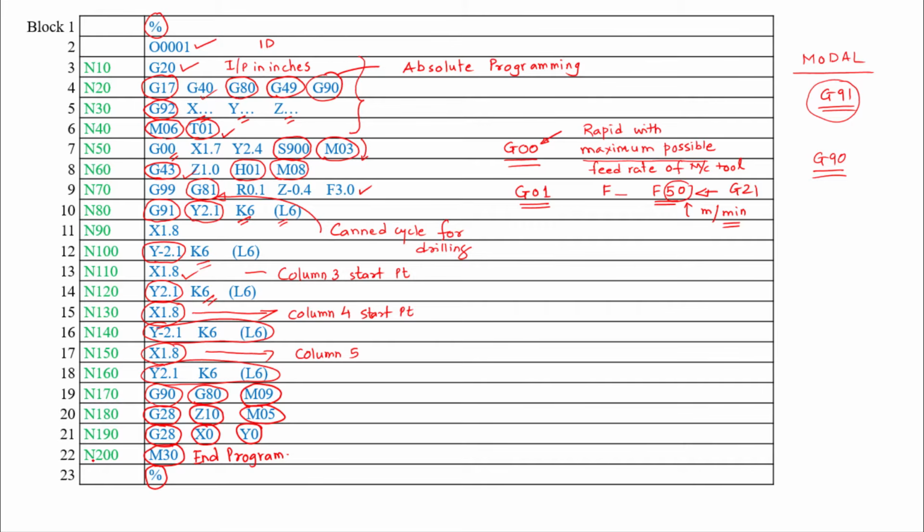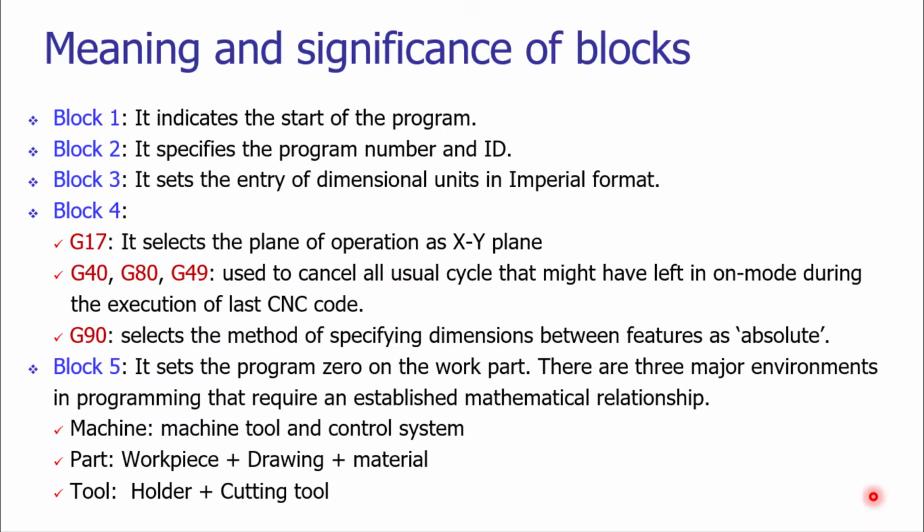So now here the question comes, what is the meaning of G92 and how to set the G92? Then we have seen that there is one concept, that is tool length compensation and the meaning of CAN cycle. So this we will see one by one. Well, the meaning and significance of some of the initial blocks can be seen on your screen. Block number 1, 2, 3, 4. Already I have discussed these blocks with you. The block 5, which is setting the program 0 of the work part.